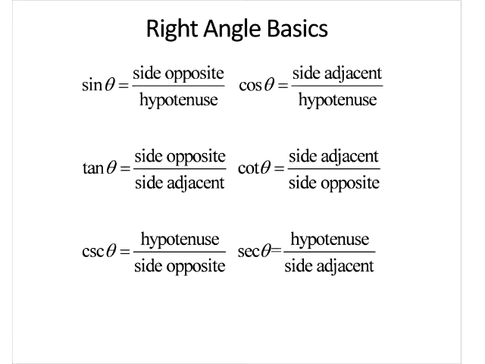Recording started. Let's talk about basic right triangle or right angle trigonometry. So here you go. Here's all our definitions. For example, sine is opposite over hypotenuse. Cosine is adjacent over hypotenuse, and so on. These are all on your formula sheets.